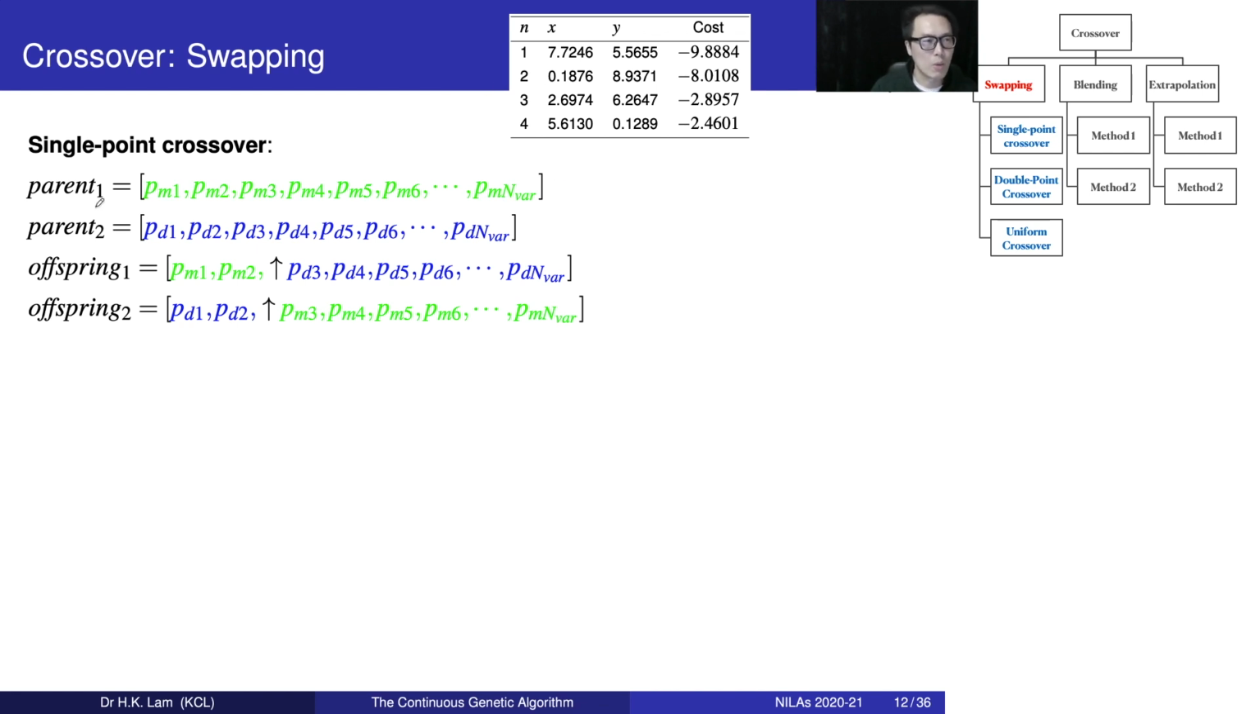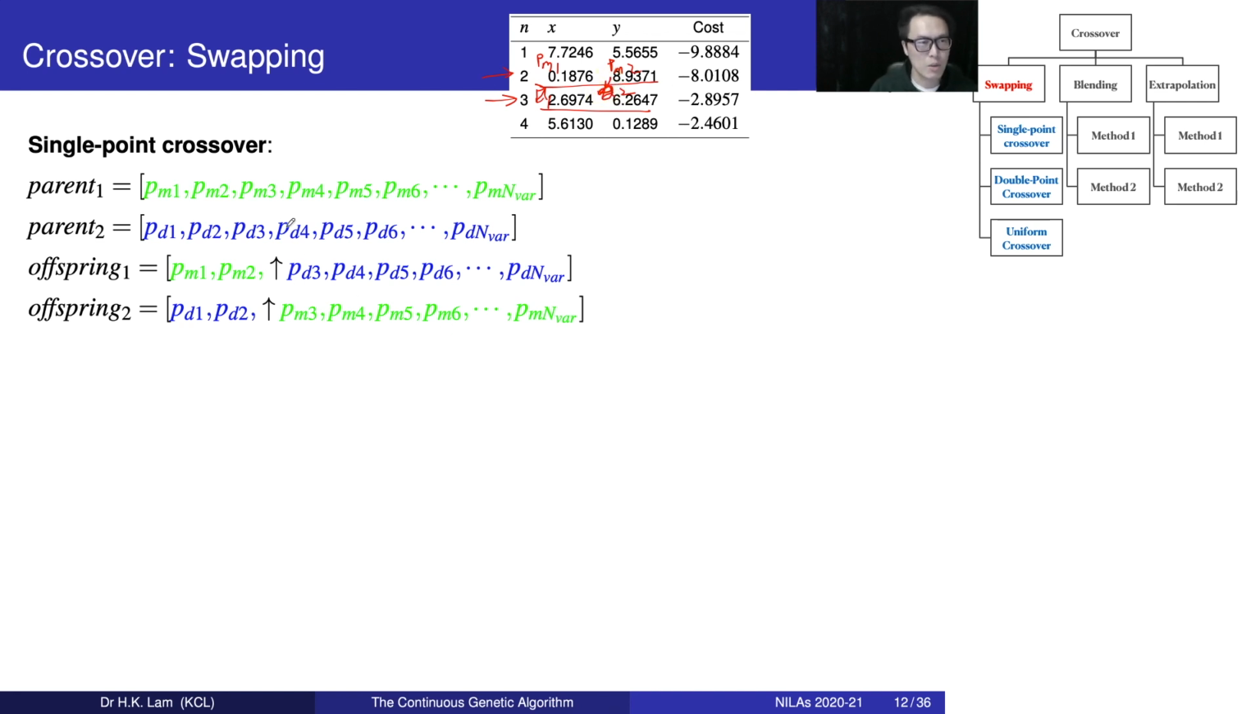For example, when we have parent 1 and parent 2 selected by whatever selection method we use, we are going to have 2 parents to generate 2 offspring by crossover. So now PM1, PM2, that is parent 1, and PD1, PD2, that is for parent 2. For example, this is parent 1, this is parent 2, so we will have this chromosome and this chromosome.